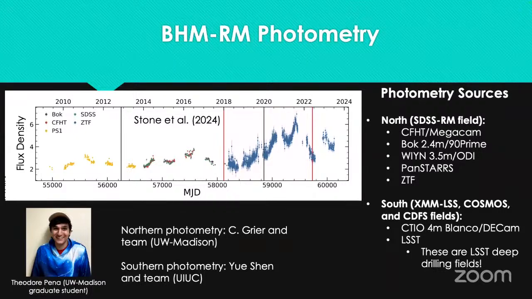And in the south, we have our 3 fields that are either southern or equatorial. And we've been observing those since 2019 with the CTIO 4 meter Blanco telescope. And these are all deep drilling fields for the LSST program. So we actually chose those fields because we were hoping for most of our program to overlap with LSST observations. That's been thwarted a little bit. We're hoping we can still get a couple of years of overlap once LSST gets going. But so we have these high cadence photometric light curves as well for our fields. A grad student, Teddy Pena at UW-Madison, has been handling all the data from the wide variety of sources for the northern field, and Yue Shen at the University of Illinois and his team have been handling the southern fields. So this program not only has a lot of data coming from Sloan, but a lot of data coming from these other photometric programs.